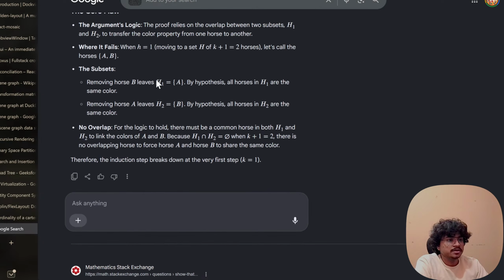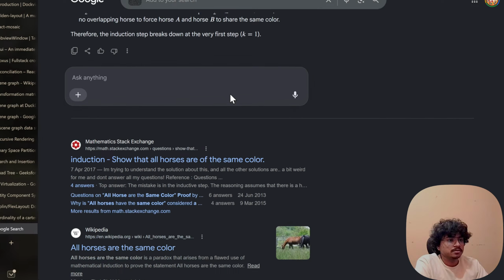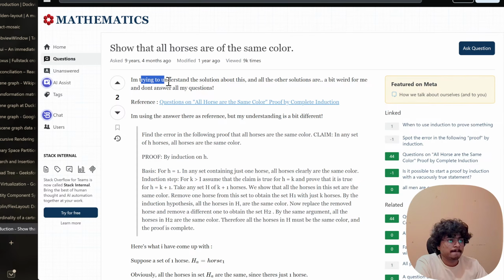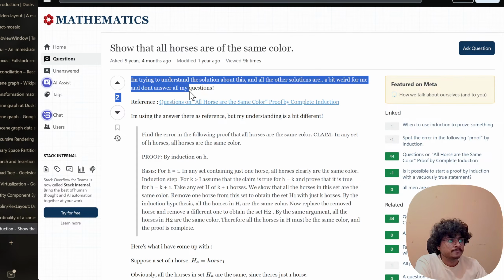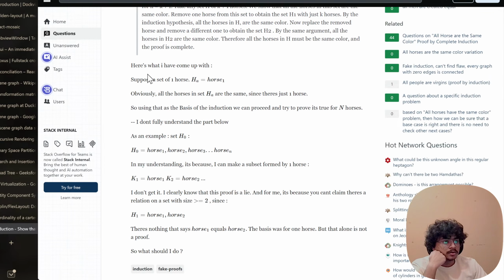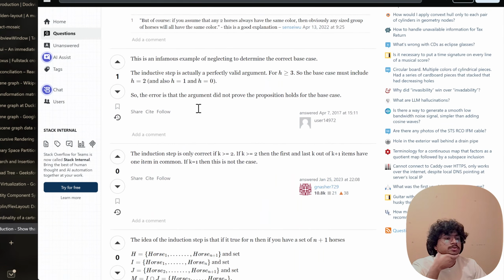But instead of taking two elements, you should actually take k elements and then prove. But then also, suppose a set of one horse. Obviously, all the horses in the set are the same since there is only one horse. Next question.